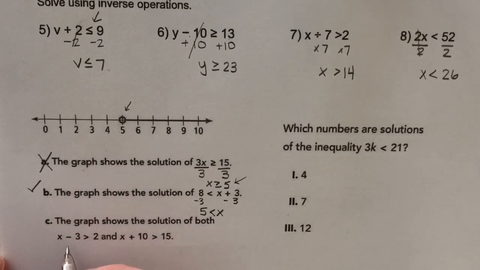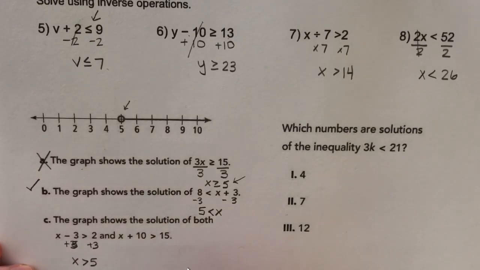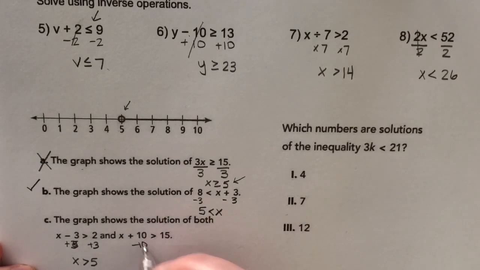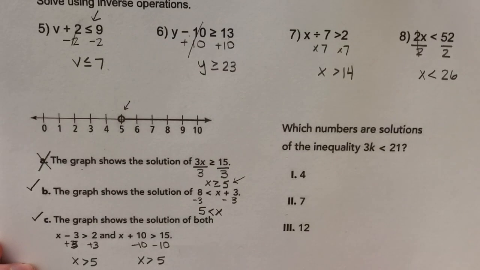Does it show the solution of both? Oh my goodness, so, plus 3. I want to add 3 to both sides there, so that matches, and does this match? That also matches. Cool. So A is not true and B and C are true.